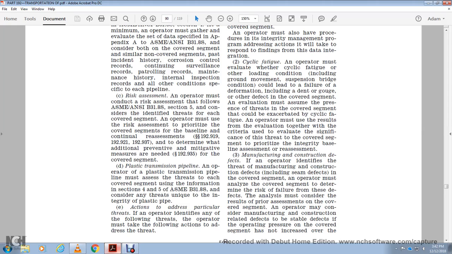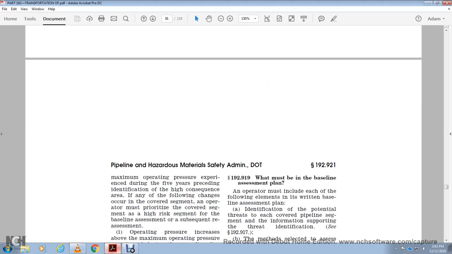Manufacturing and construction defects. If the operator identifies the threat of manufacturing and construction defects, including seam defects, in the covered segment, an operator must analyze the covered segment to determine the risk of failure from these defects. The analysis must consider the results of prior assessments of the covered segment. An operator may consider manufacturing and construction related defects to be stable defects if the operating pressure on the covered segment has not increased over the maximum operating pressure experienced during the preceding five years.